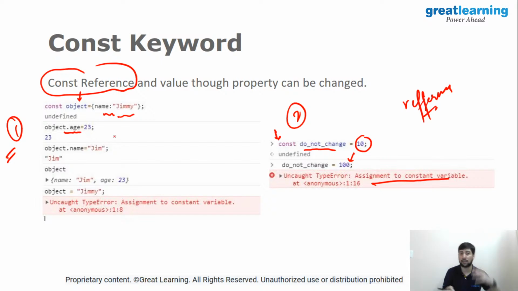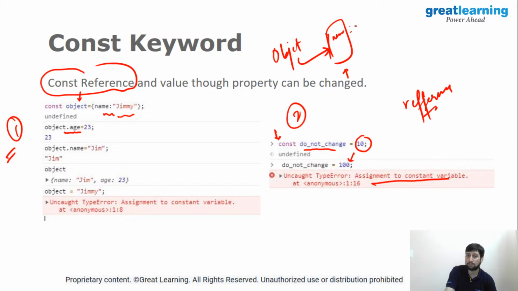Okay, you might be thinking, we are trying to change its reference. No, that is not the case here. I'm adding one more property. Reference is still the same. Earlier, this is the name of the variable, and in this case it is the object, and it is referring to this location. In this location earlier we had name, that is Jimmy. Now we have age as well, as 23.